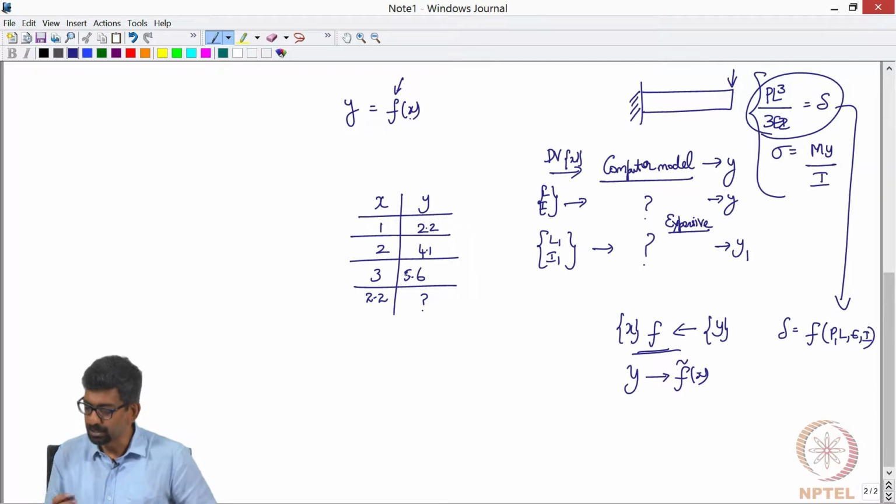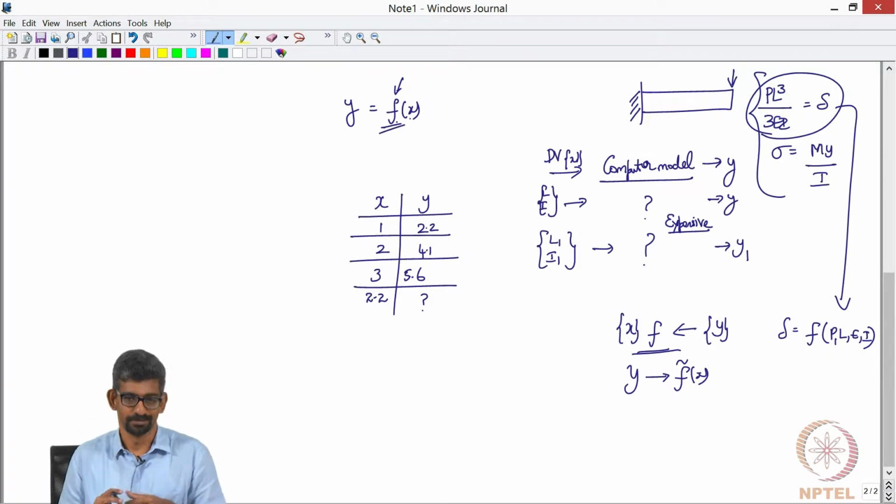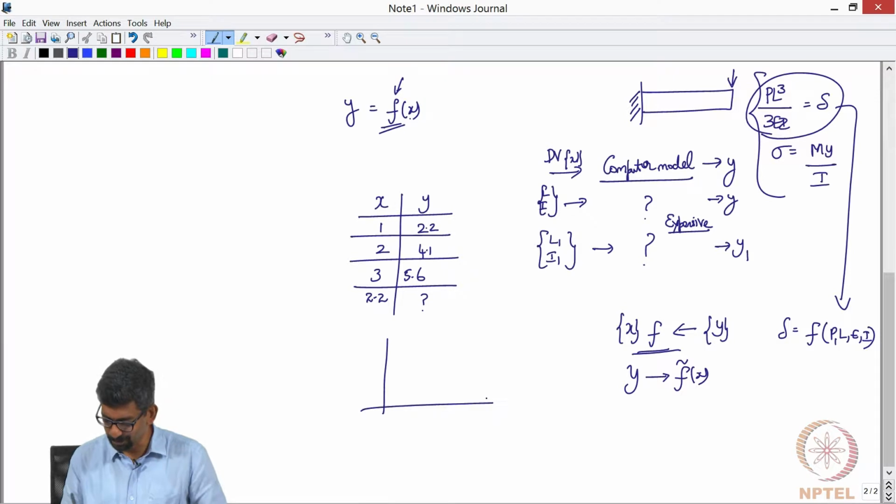So, if you look at it, the way that I wrote it was y equals 2x. But I introduced some errors, so that when you try to construct this f, you will not get it as 2 times x. You might get 2.1x or 1.9x, whatever it is. One simple way, when you have data, is to plot them.